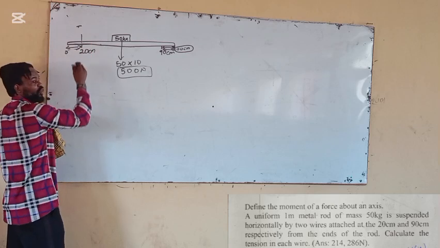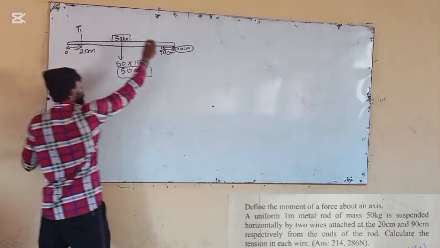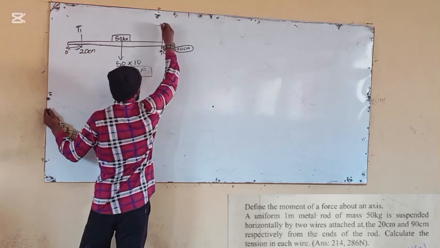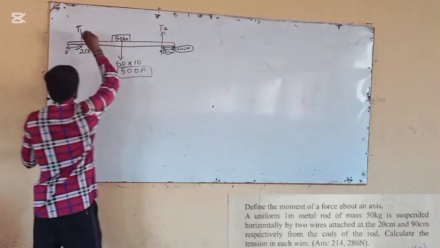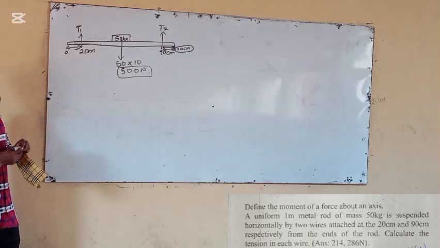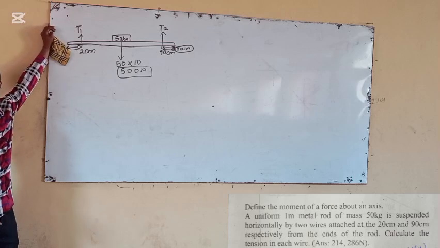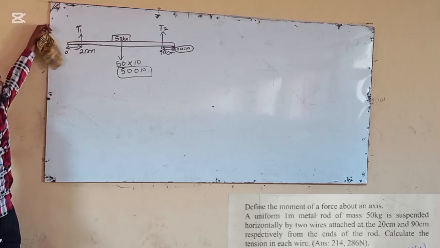They say there is a wire attached here. I know that if you attach a wire to something for it to have balance, the first force acting there is the tension. Do you agree? And it's acting upwards. Calculate the tension in each wire. This tension is what we are calculating.